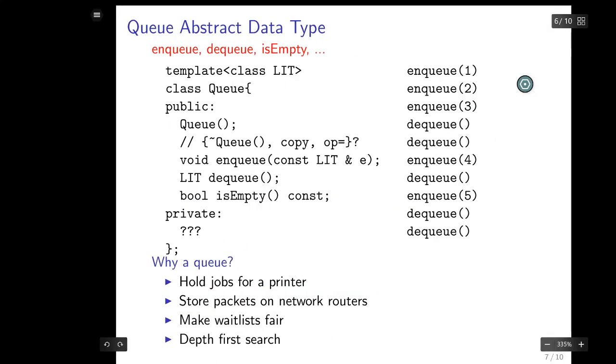Okay, I can't believe that we didn't get to queues, but there, we got to queues. This is what we're going to talk about next time. It'll be very, very quick because I have to catch up.